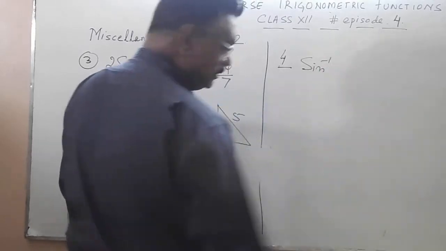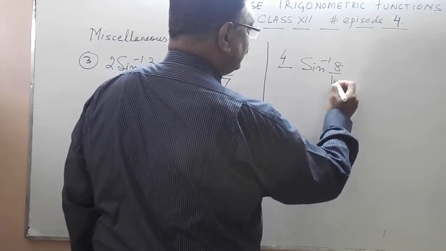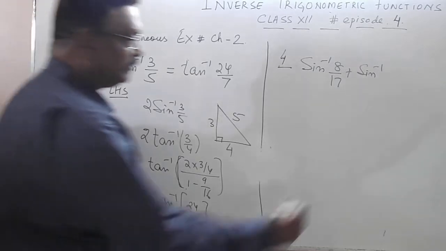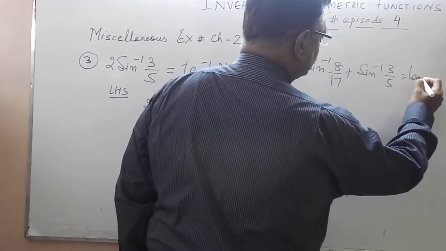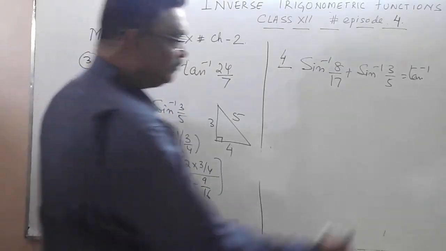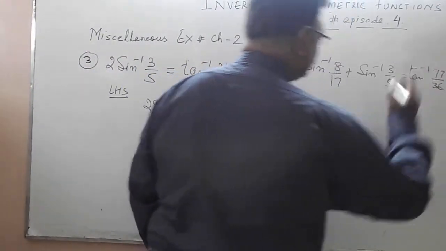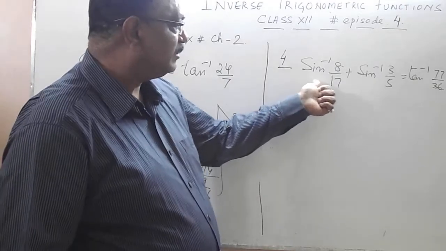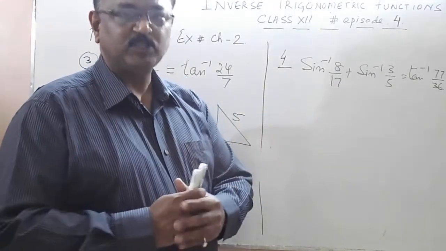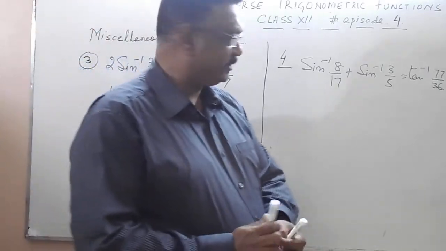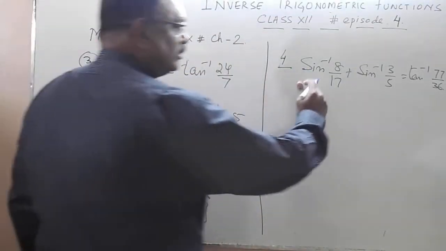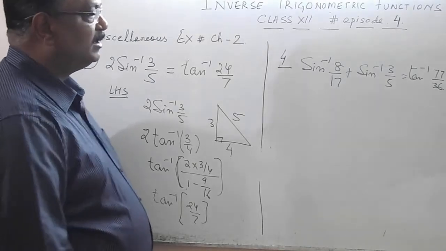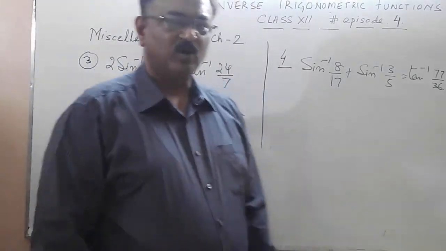Question number 4: simplify sin inverse 8 by 17 plus sin inverse 3 by 5 is equal to tan inverse 77 by 36. There are identities in which we can apply sin inverse x plus sin inverse y, but as per the curriculum prescribed by NCERT and CBSE, we should not use that formula. So first of all, we will convert this sin inverse 8 by 17 and sin inverse 3 by 5 in terms of tan inverse.